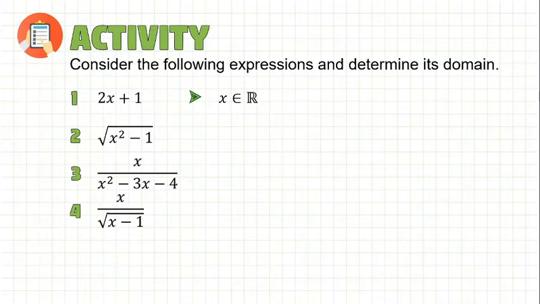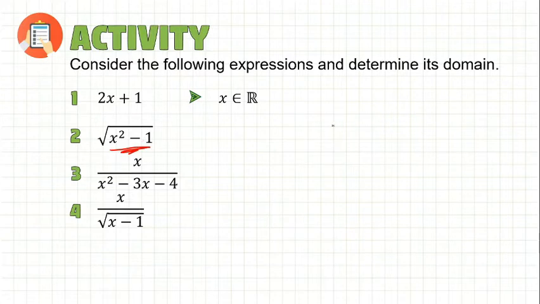Okay? Now, for number 2, we have the expression the square root of x squared minus 1. Now, take note, whenever we have square roots, that expression will only be defined if the radicand is greater than or equal to 0, since the square root of a negative real number is imaginary, which is not a real number, right? So therefore, we must restrict the values of x here such that the radicand, which is x squared minus 1, is greater than or equal to 0.